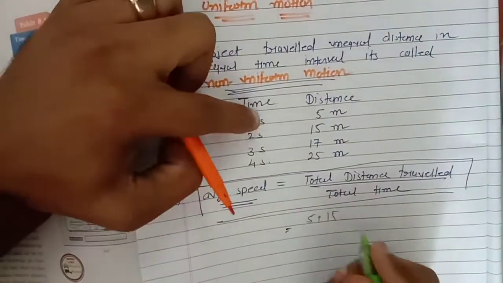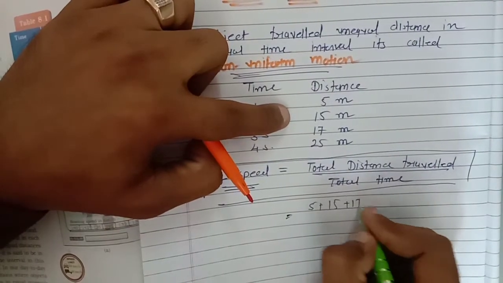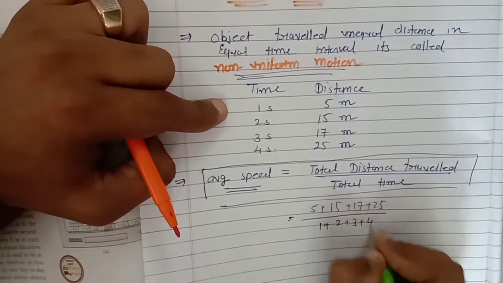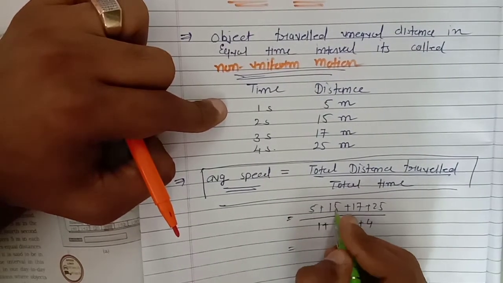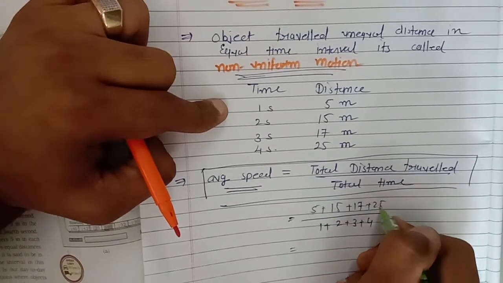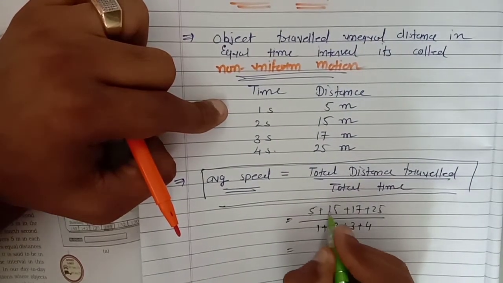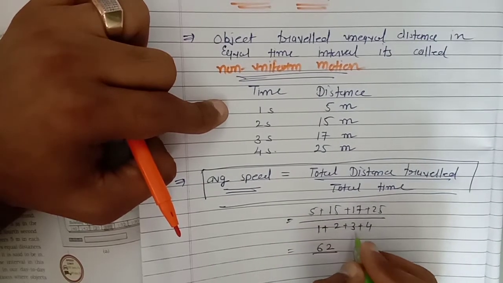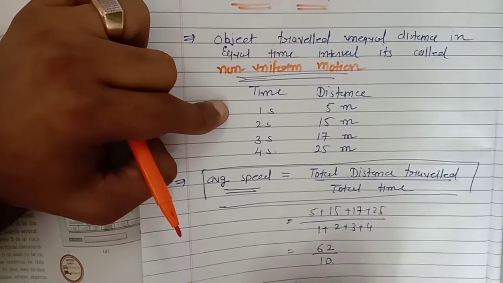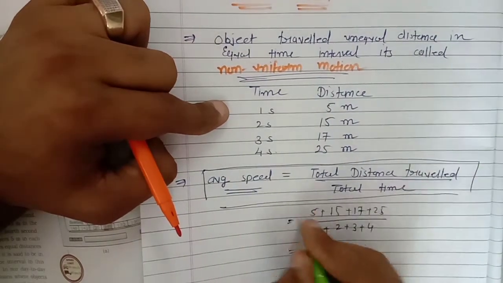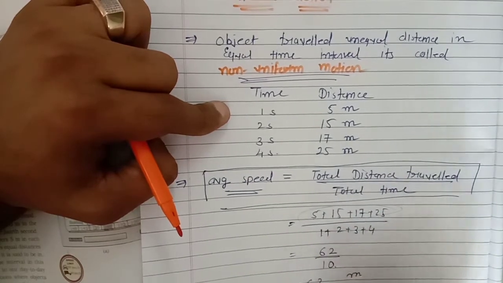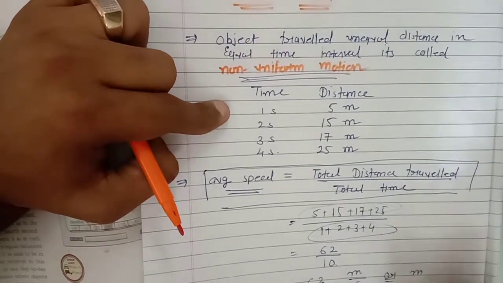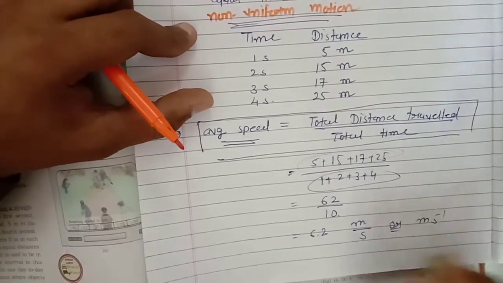5 plus 15 plus 17 plus 25, and total time 1, 2 plus 3 and 4, 15, 5 plus 5, 10, 17 plus 5 is 22, 2 carry, 2 plus 1 is 3, 4 plus 2 is 6, 62 upon 1 plus 2, 3 plus 3 is 6 plus 4 is 10. So 6.2. Unit of distance is what? Meter, and unit of time is what? Second. So meter per second, you can write as meter per second.